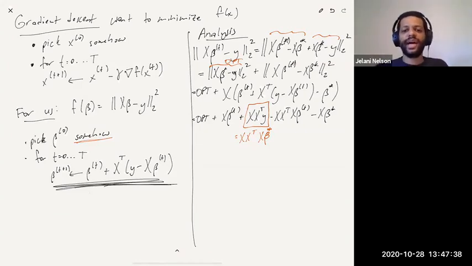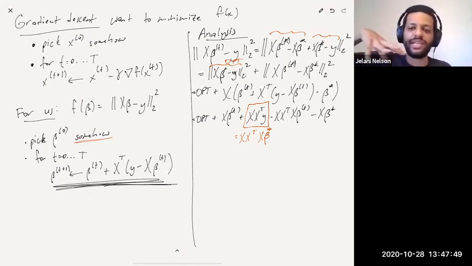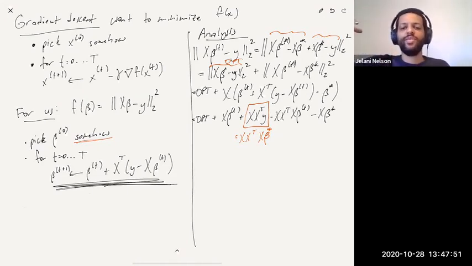Very good. Anyway, I claim that these two things are equal. Why is that? Remember, I can decompose Y as Y perp plus Y parallel, where Y parallel is the part that's in the column space of X, and Y perp is the part that's orthogonal. So if you look at X transpose Y, that's equal to X transpose Y perp plus X transpose Y parallel. X transpose Y perp is 0, right?